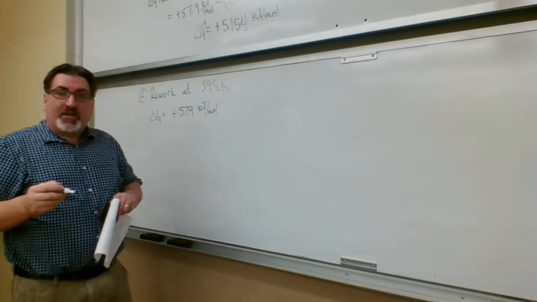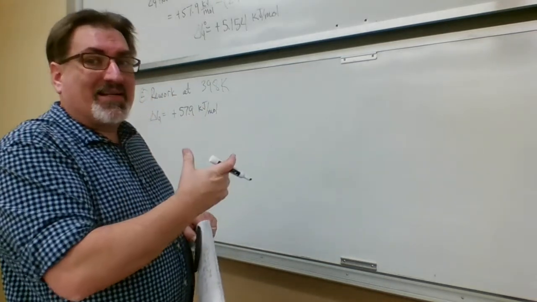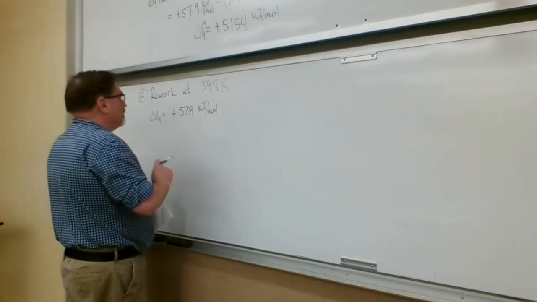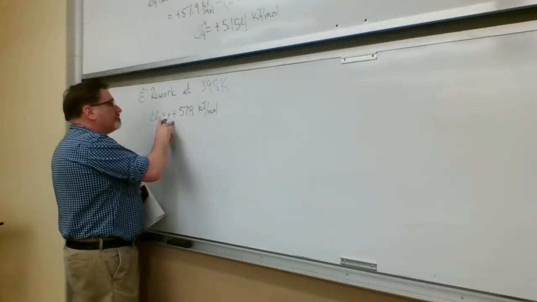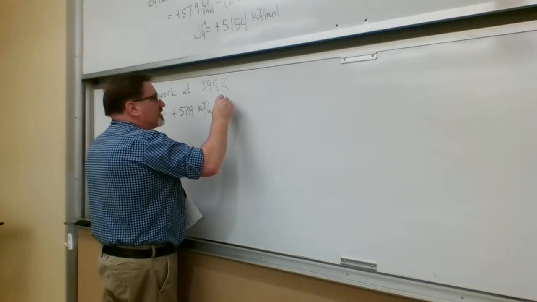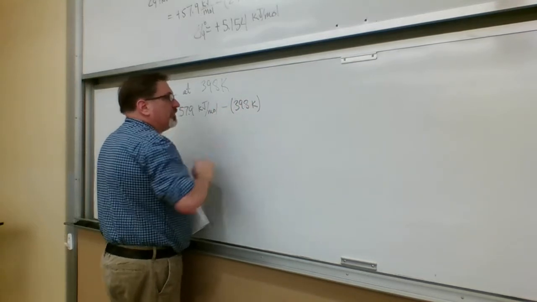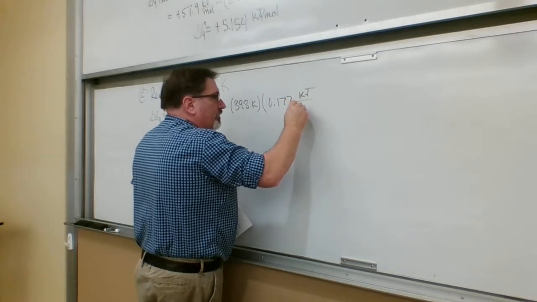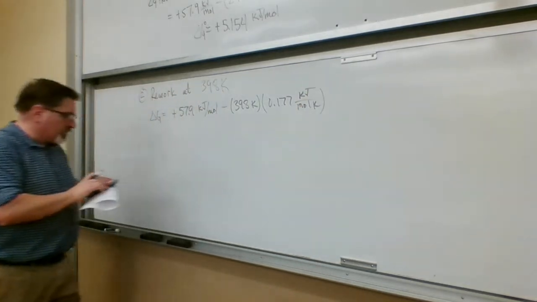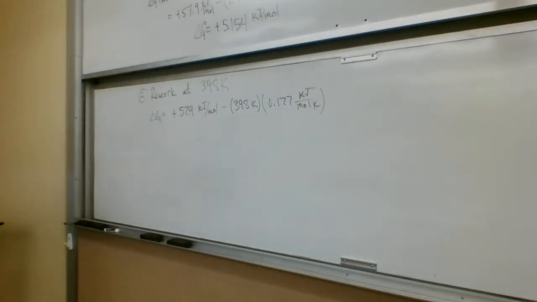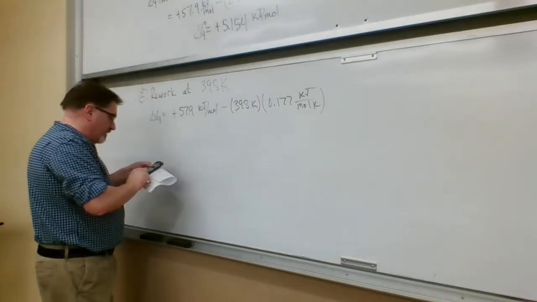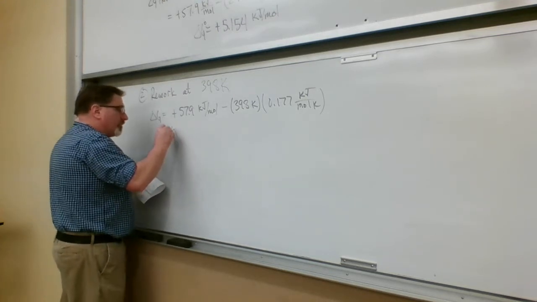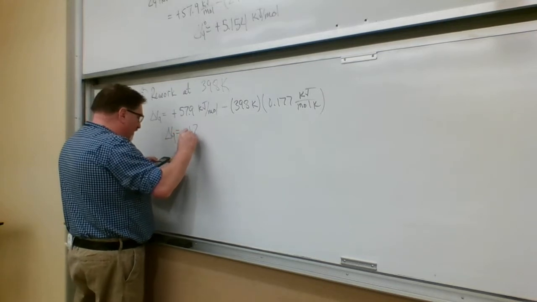Remember, like I mentioned in a previous video, we can work these at different temperatures, but we have to recognize that H and S may not necessarily be completely constant as temperature changes. But this will get us awfully close to the right ballpark. So minus T, which is 398 K this time. S was 0.177 kilojoules per mole Kelvin. So we run these numbers through. 57.9 minus 398 times 0.177. So delta G at this temperature is minus 12.5.